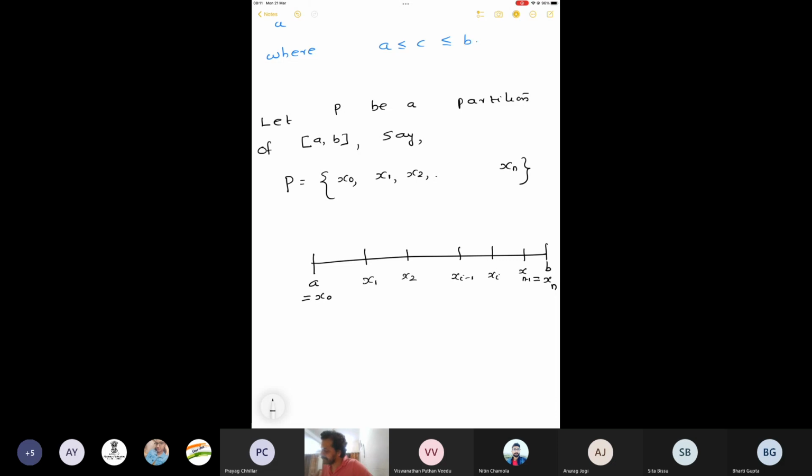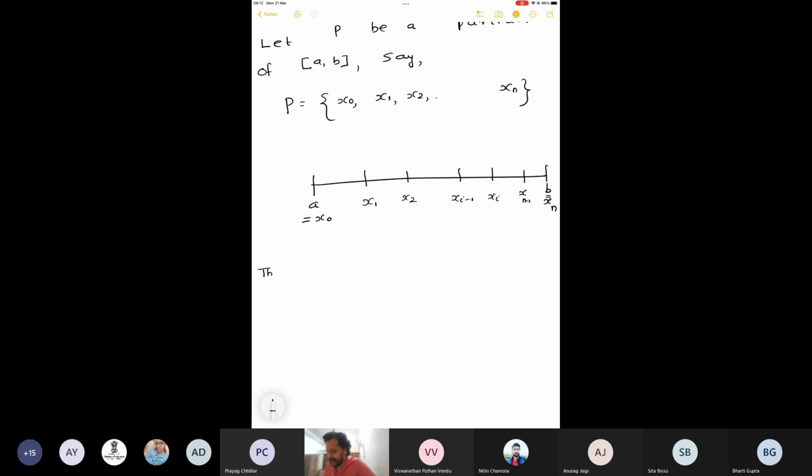Please note that the point C, which you are picking between A and B, may or may not be a point in this partition. May or may not be a partition point. So what I do is, in case it is not a partition point, let us introduce that. Okay. So let us introduce C.